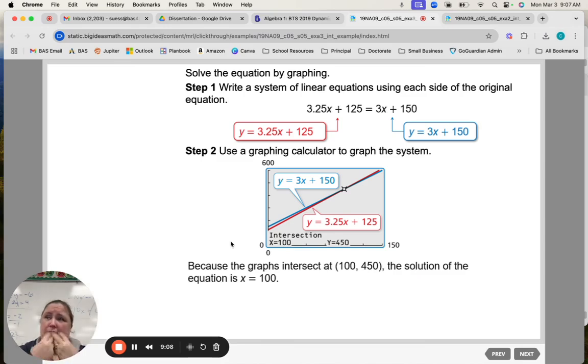What is that telling you? X is representing what? Miles. So 100 miles. So at 100 miles, the cost of the rent-a-cars are the same. That makes sense. So if you're going to drive more than 100 miles, then you want to buy the cheaper one. If you're going to drive less than 100 miles, you want to buy the other one. Comprende?